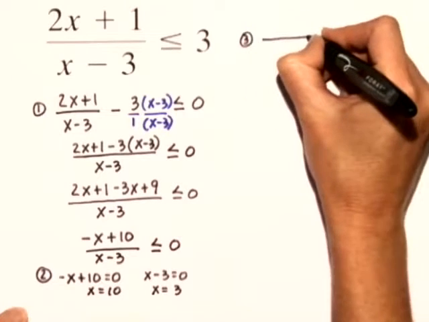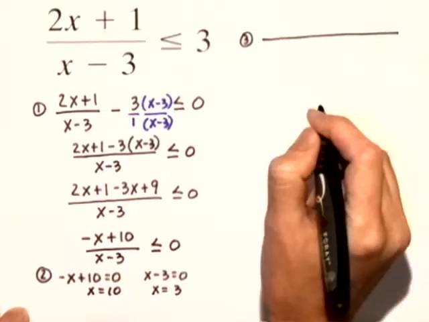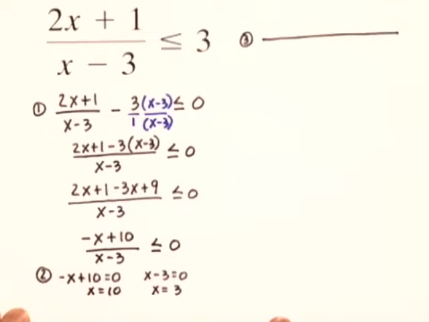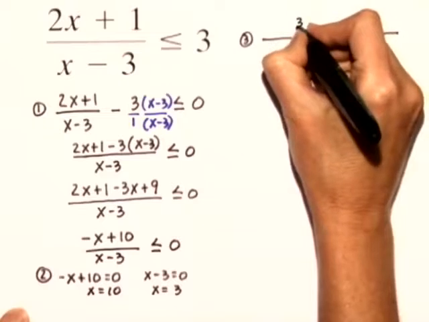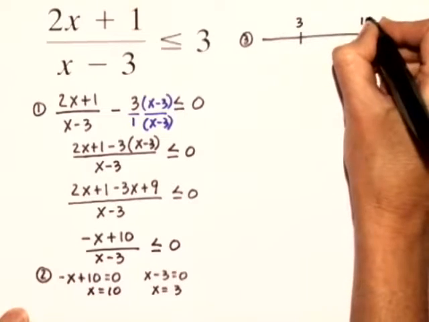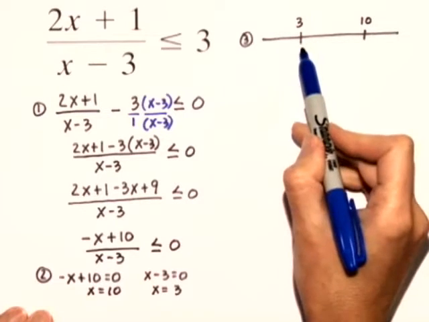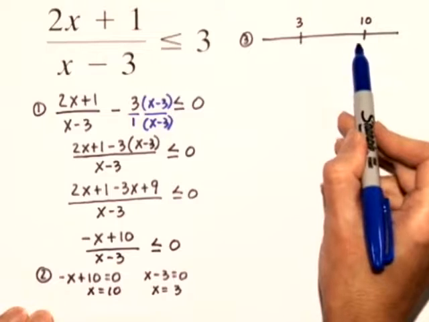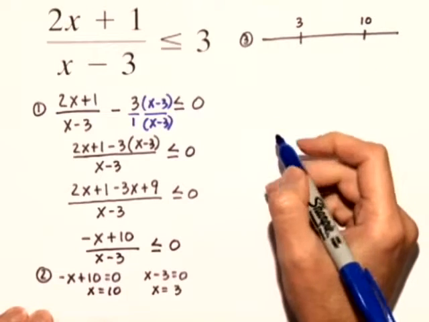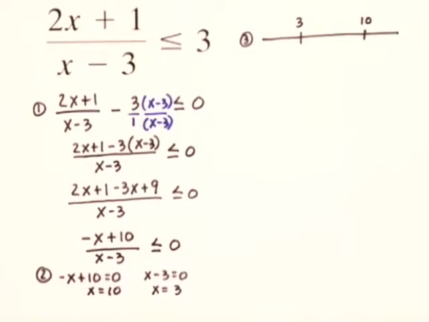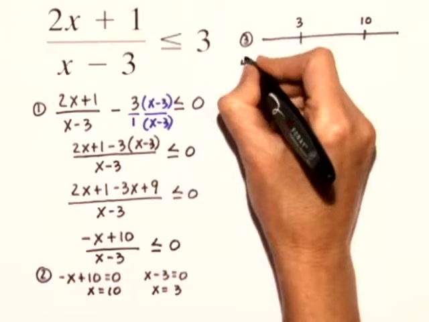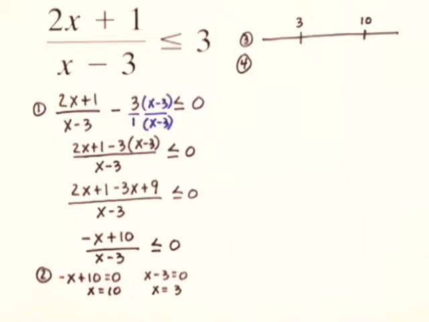Let's move on now to step 3. In step 3, we'll create a number line with these two partition values. The two partition values are 3 and 10. We have 3 different intervals now. We have an interval to the left of 3, we have an interval between 3 and 10, and also to the right of 10. In step 4, we're going to choose a value from each interval.